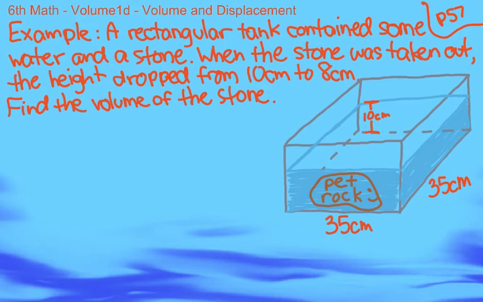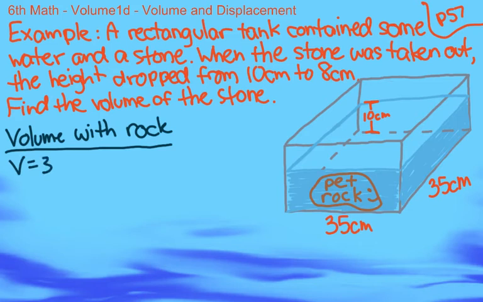So first of all, notice that this pet rock has kind of an odd shape. And I didn't draw it in 3 dimensions, but basically it could be kind of flat or curved in different parts and unique. Let's do two things here. Let's find the volume of the rectangular tank with the rock.